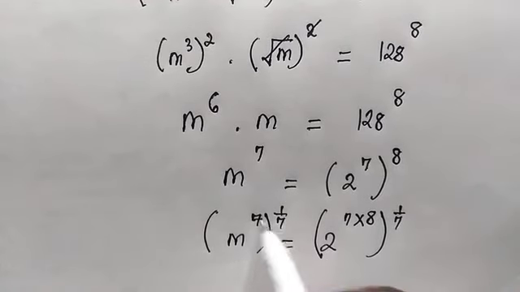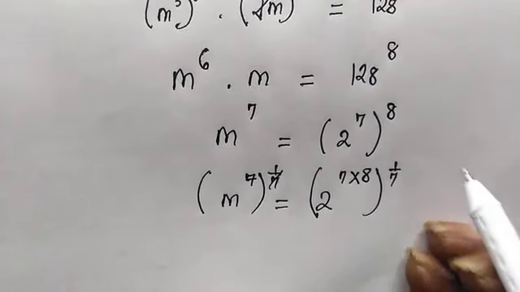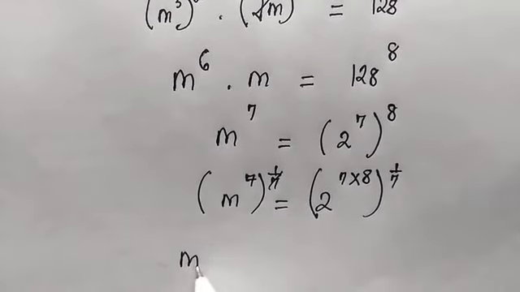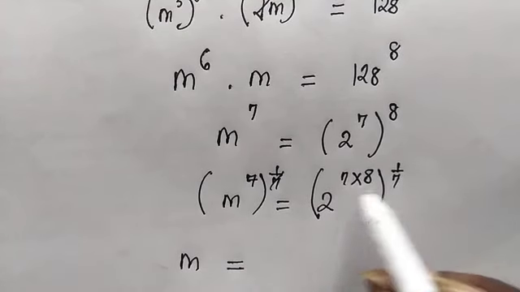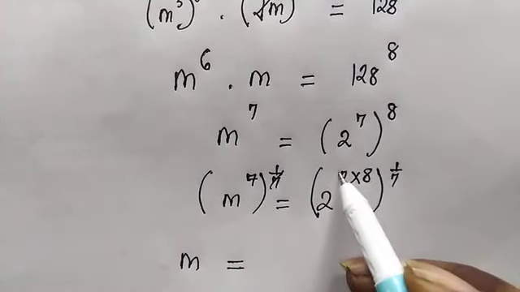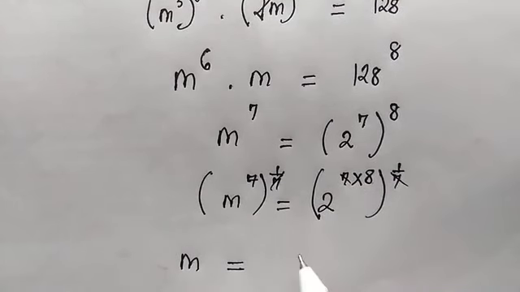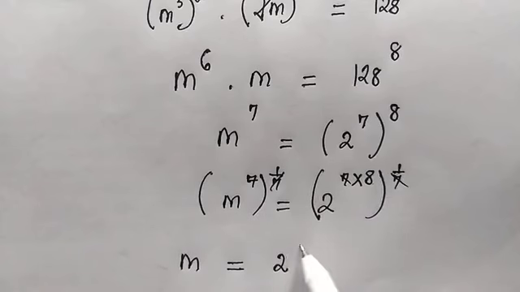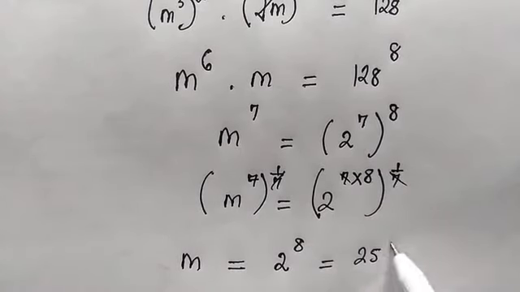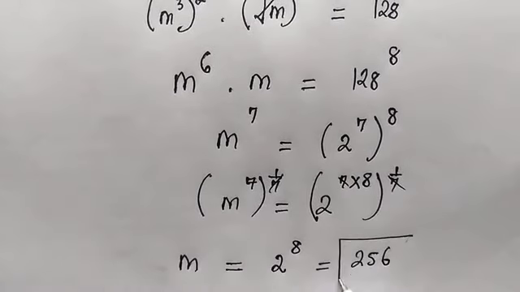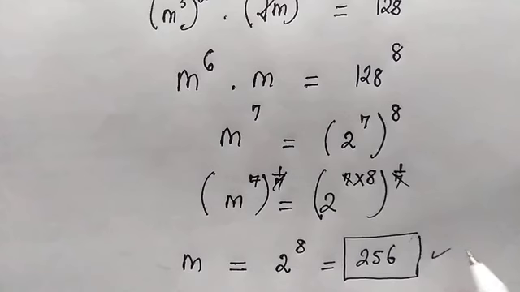And we can see this 7 gets cancelled with the 1/7. And at the left hand side, we're left with only m, which is equal to, now when you take the product, 7 times 8 times 1 over 7, the 7 gets cancelled with 1 over 7. Then we have 2 raised to the power of 8, which is equal to 256. And this right over here is our correct answer.